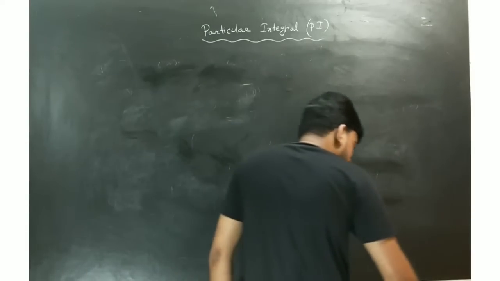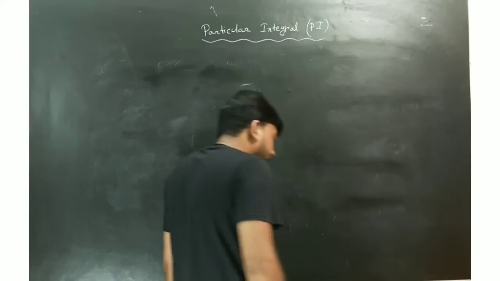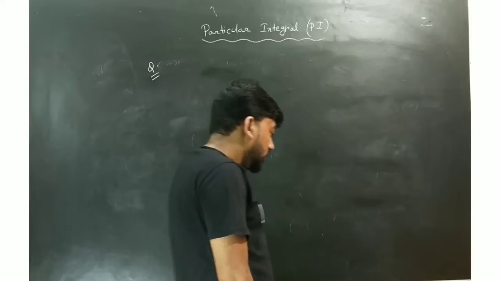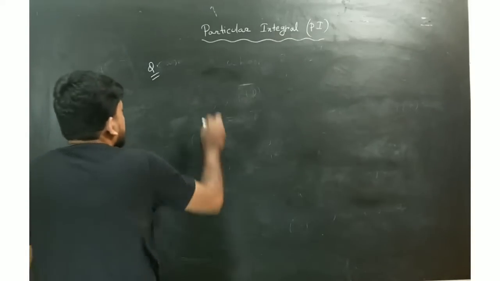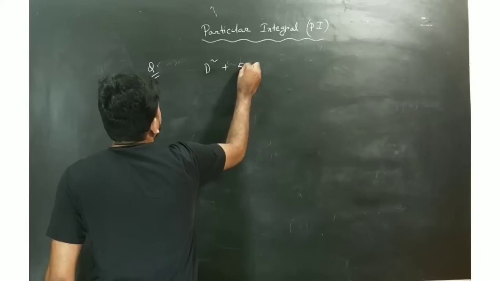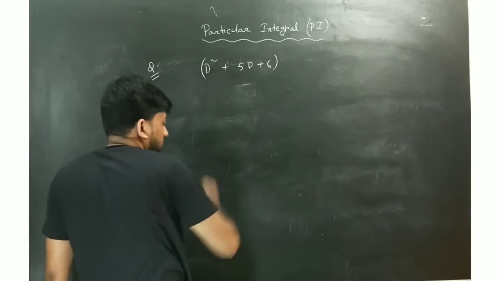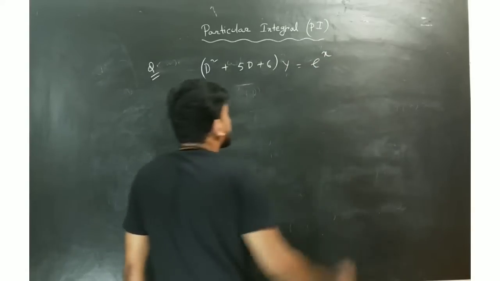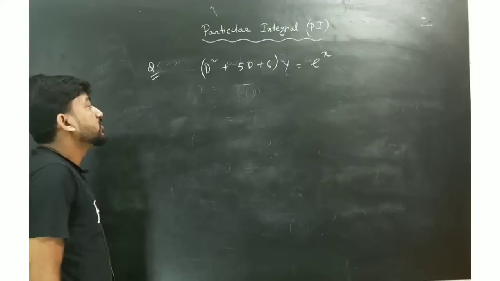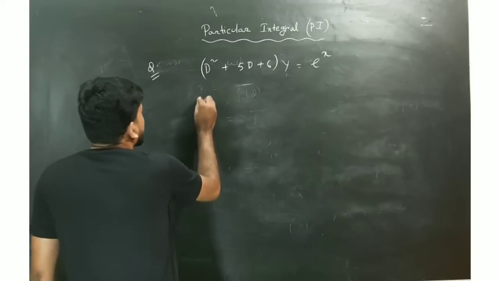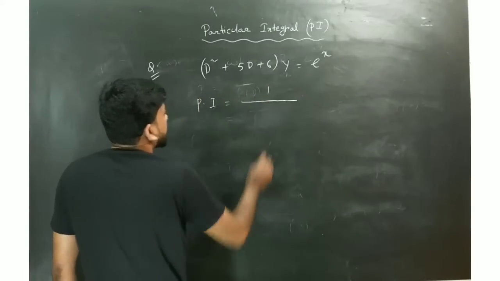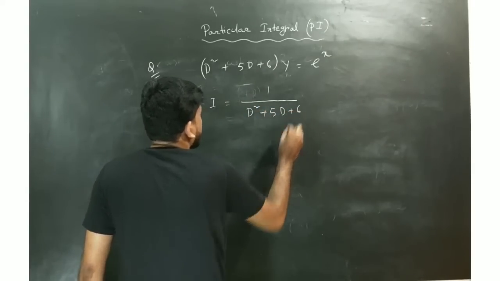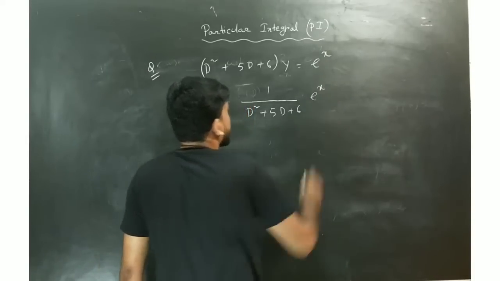So now let me take a question on this theory. Here it is given that d square plus 5d plus 6, into y, is equal to e to the power x. So this is your differential equation written in the symbolic form. So what is your particular integral? Particular integral is obviously 1 upon f of d. Here f of d means d square plus 5d plus 6, and then it is e to the power x.